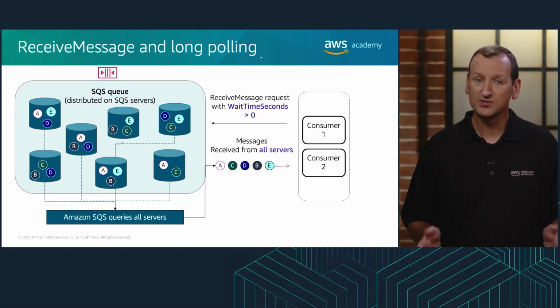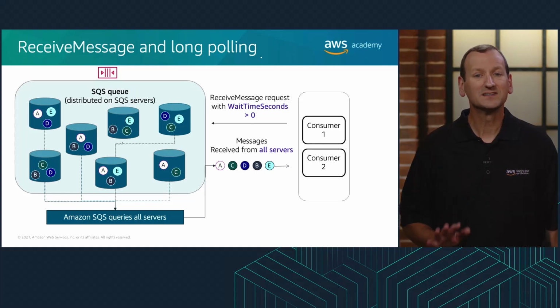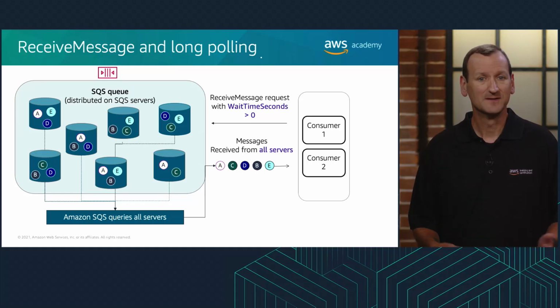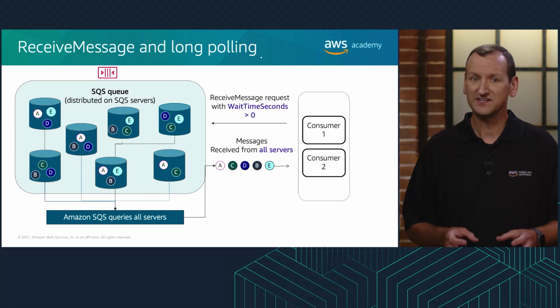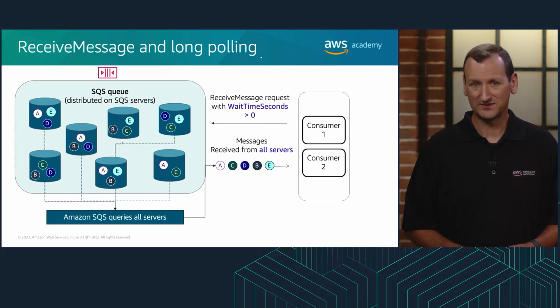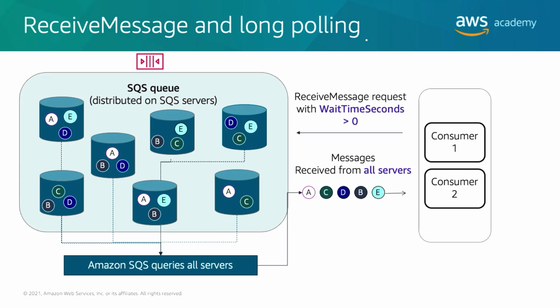By contrast, with long polling, Amazon SQS queries all of the servers and waits until a message is available in the queue before it sends a response. Long polling helps reduce the cost of using Amazon SQS by eliminating the number of empty responses when no messages are available for a receive message request, and false empty responses when messages are available but aren't included in a response. To enable long polling, set the wait time seconds parameter of the receive message request to a non-zero value between 1 and 20 seconds.